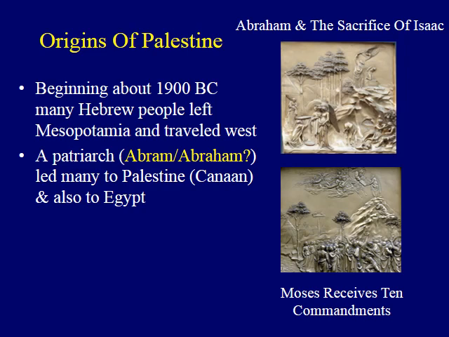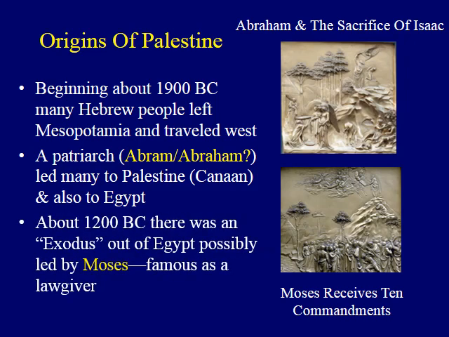Another important figure in the Jewish faith would be Moses. About 1200 BC, it's believed that he led an exit, or an exodus, of many Jewish followers out of Egypt. He was known as an important lawgiver. An image of Moses receiving the Ten Commandments is also shown on the right.